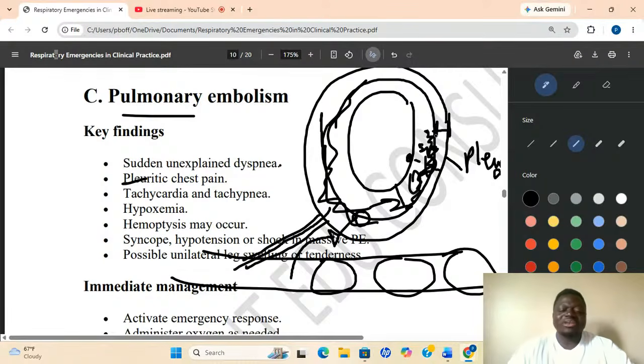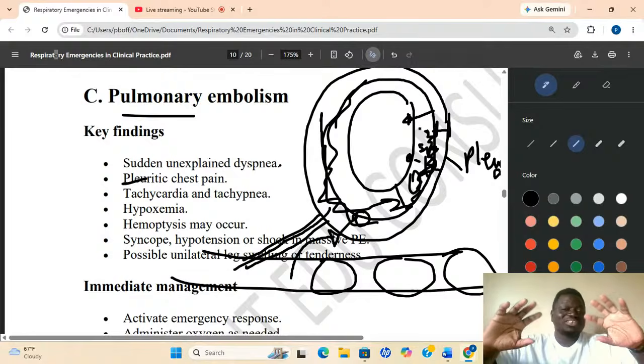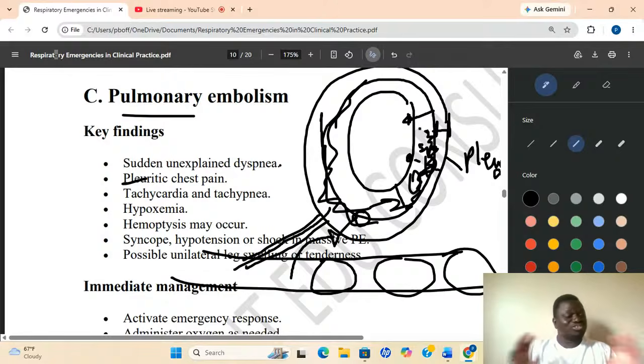The person will say that when I breathe in, I have a lot of pain, but when I'm breathing out, the pain goes down. It means that when you are breathing out, the lung is going back to its original position, so the space increases and the water there will not cause any issue. So that is another thing: not all pulmonary embolism patients experience this.